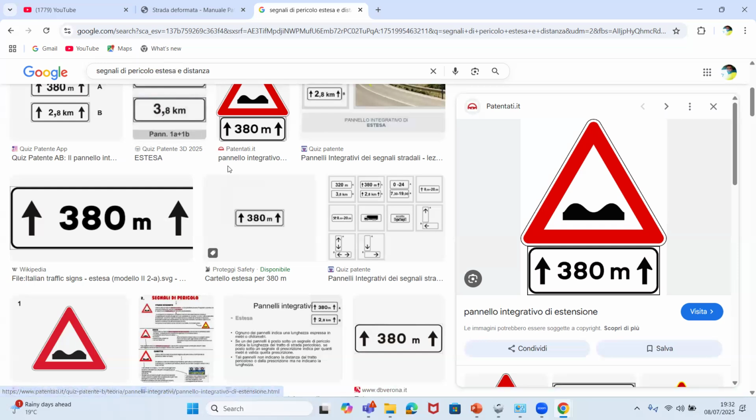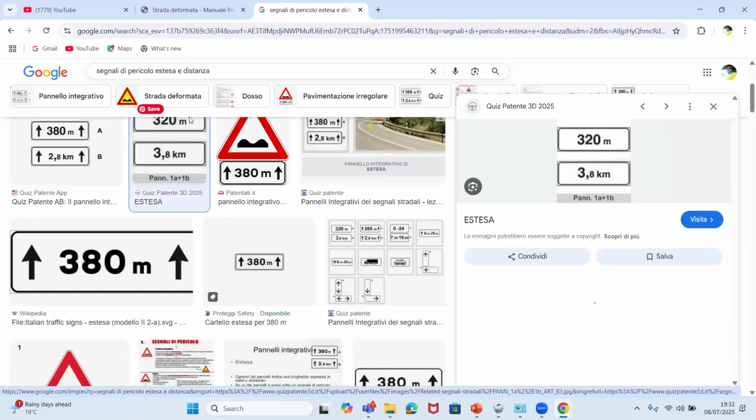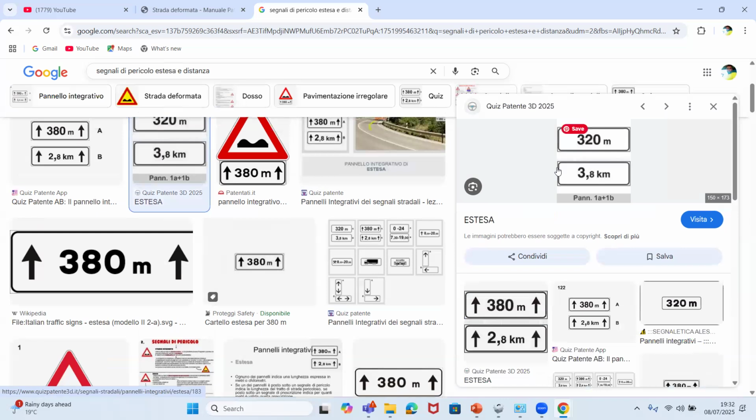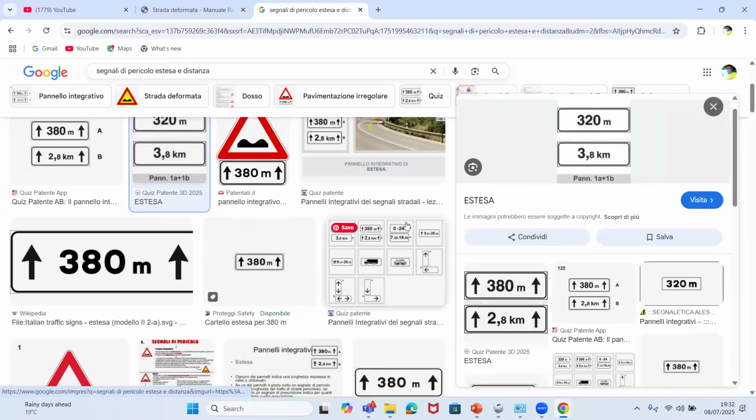Now watch, guys. If they carry this particular guy and put it under any Segnali di Pericolo, if you look at it, they didn't put any arrow there. Distanza simply means a pannello integrativo without two arrows up. Whenever you are dealing with a pannello integrativo, you see they wrote the value inside there. They didn't put the arrow going up. It simply means distanza. Are you guys following me now?